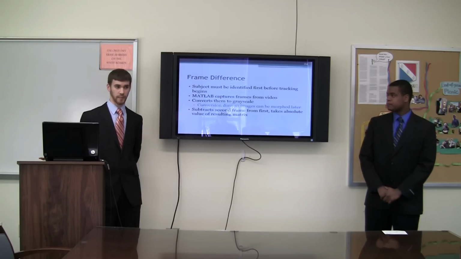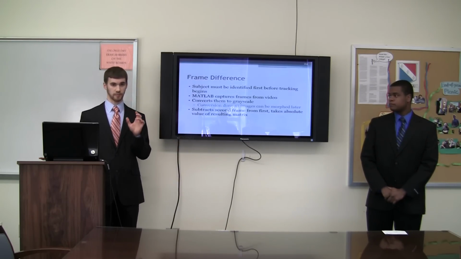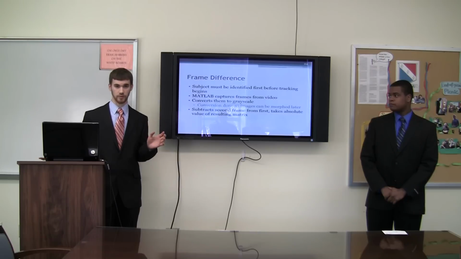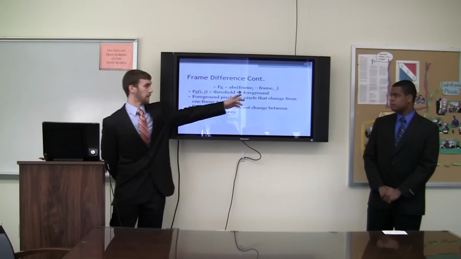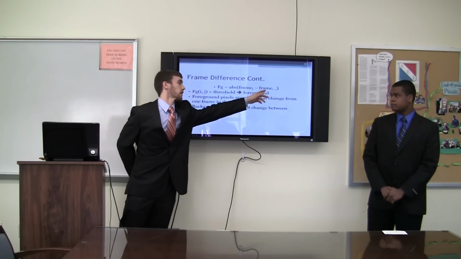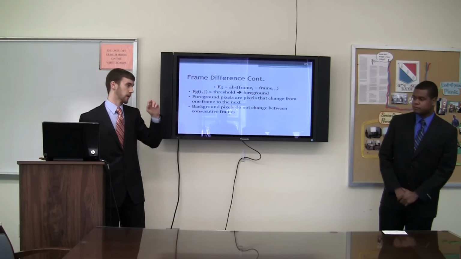Frame difference works by taking one frame, taking a second frame, subtracting the second from the first, and then taking the absolute value of that entire matrix of pixels. So that's the equation right there: take frame 1 plus 1, subtract that from frame 1, take the absolute value, and that's what we call the targeting matrix.